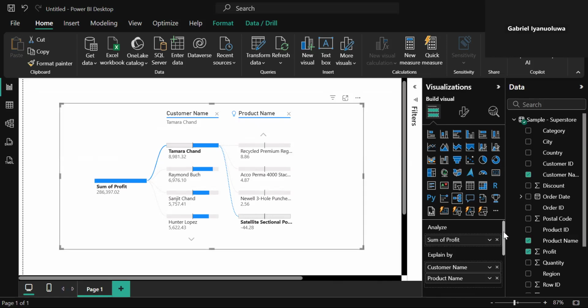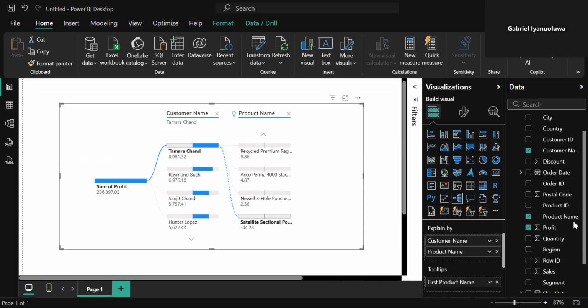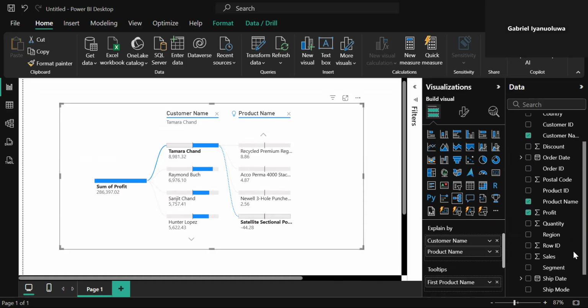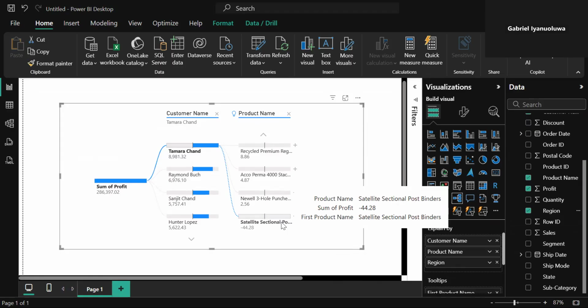So we can add from this country, we can add region, the region where he has made this. By the time you generate your region here, under this region, we can click on it. What is the problem? Since we have a satellite section, under this side that has made sectional post binders that he made loss, let's see the region that contributed to this loss.